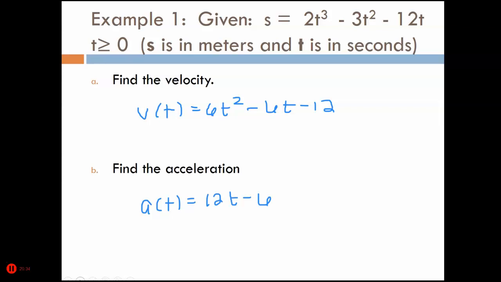And if s is in meters and t is in seconds, what would my velocity units be? Okay, yeah, acceleration would be meters per second squared. And again, it all has to do with taking that derivative with respect to time.